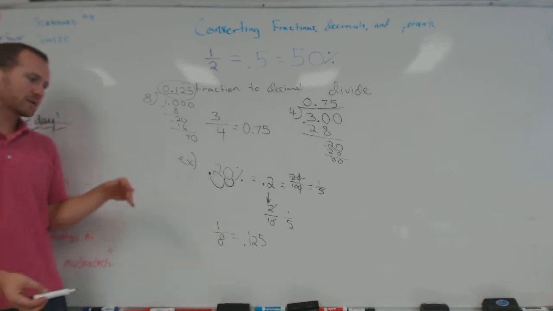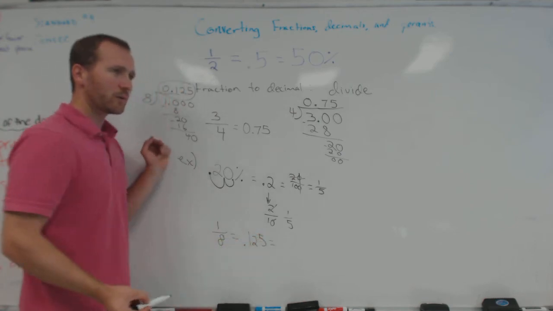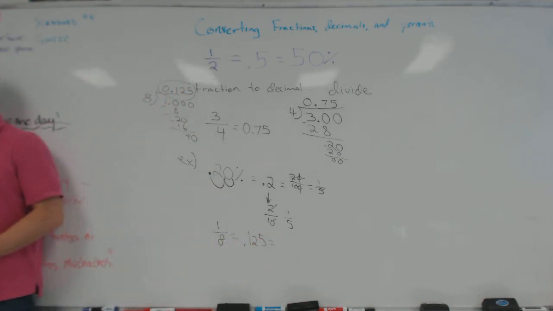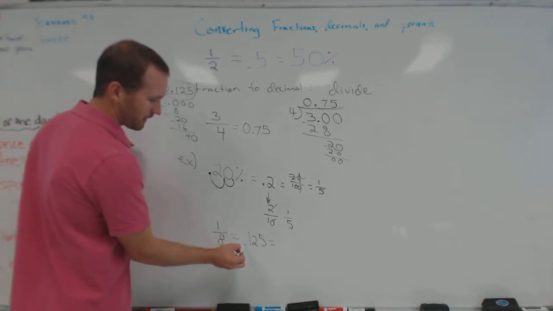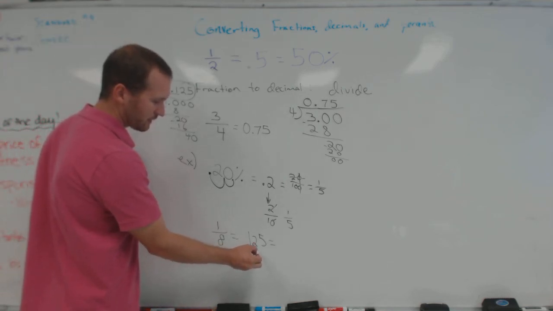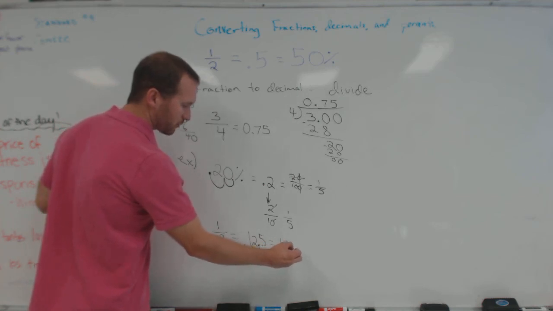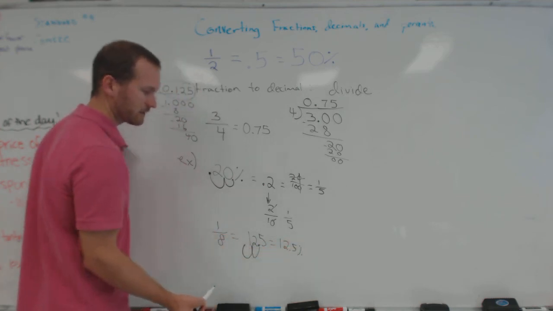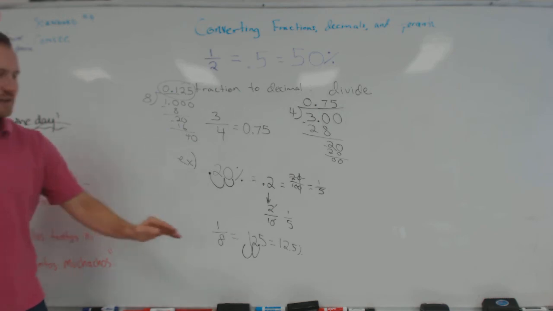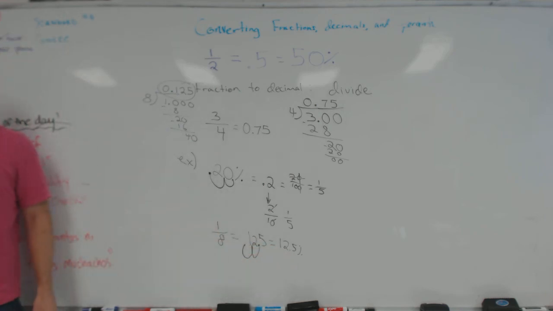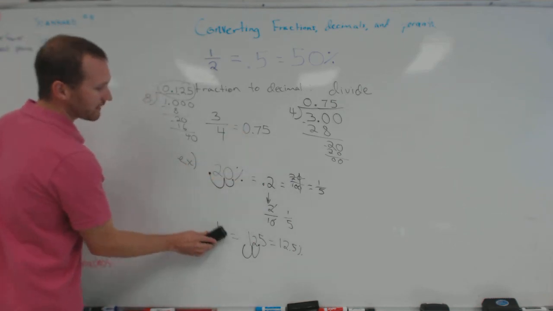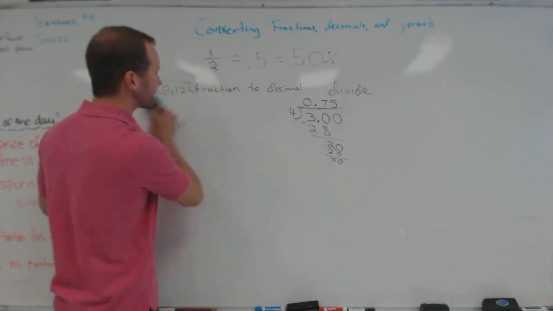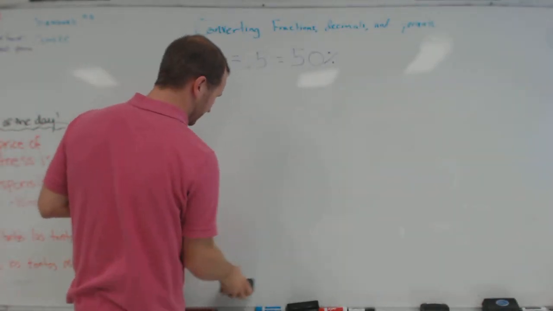Okay, now let's convert that to a percent. 0.125 as a percent. Move my decimal place to the right. Awesome. How many spots? 2. 1, 2. So 12.5%. Just for fun, let's convert this back into a fraction. Let's try it. Okay. So I'm going to erase all of this. 12.5%. Let's convert that to a fraction.